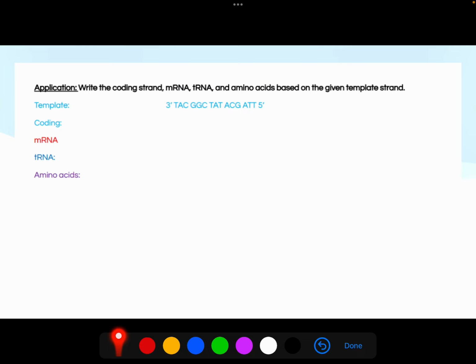But let's put this into practice. This is coming directly from your worksheet, and I saw a lot of problems on this, which is the main reason why I wanted to go over this in a video so you could see it and hopefully reference it. First off, we are asked to write down the coding, mRNA, and tRNA strands, and also the amino acid sequence given from the template strand. So this strand right here is our template strand.